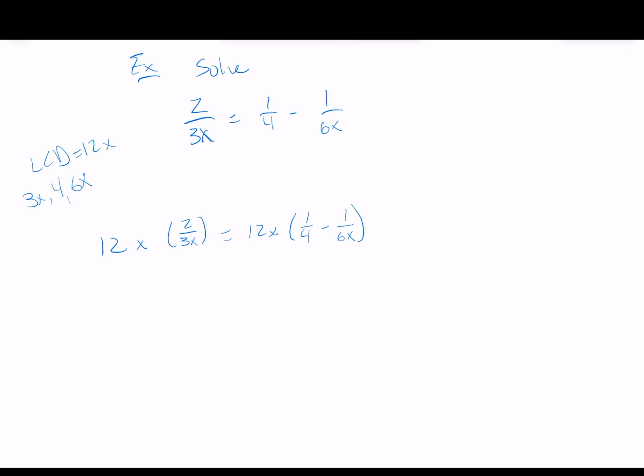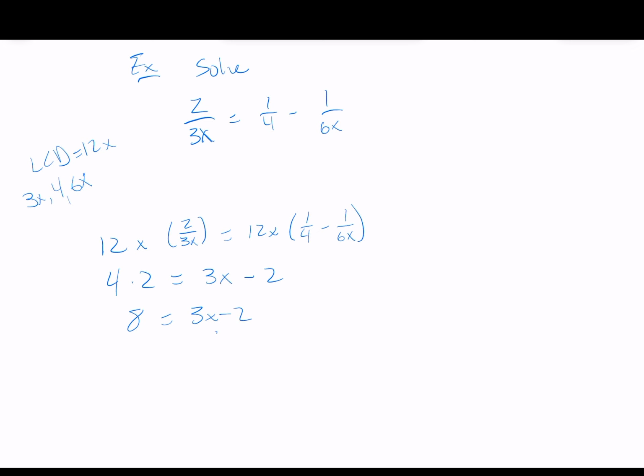Okay, so we'll do the multiplication on the left-hand side first. 12 divided by 3 is 4. x divided by x, those cancel, times 2, the numerator in the first ratio. 12x times 1 over 4 is 12 over 4, which is 3x, minus 12x over 6x gives us what? What's 12 over 6? Is that 2? The x's will cancel again. And so we're left with 4 times 2 on the left-hand side, which is 8, is equal to 3x minus 2.